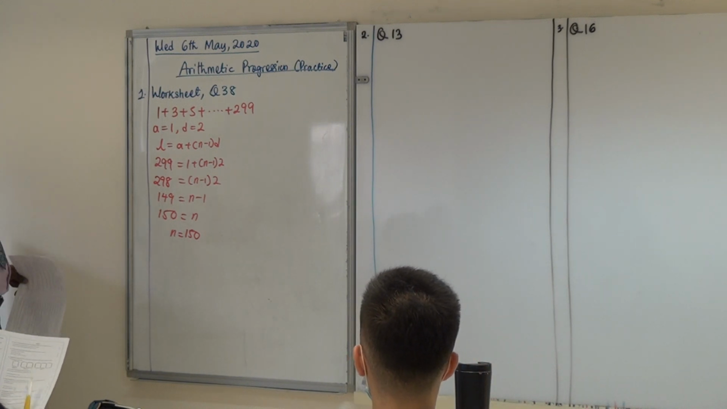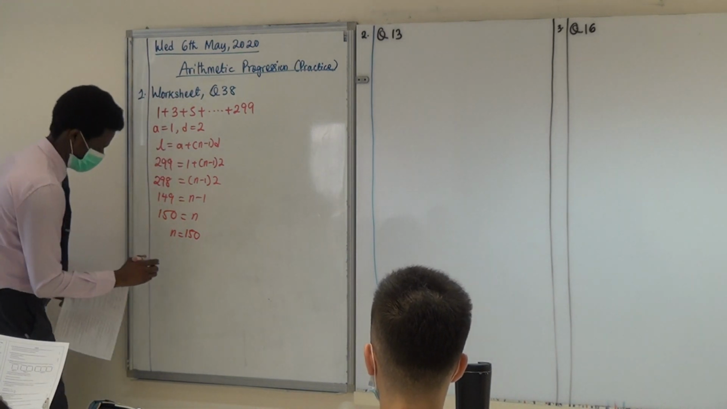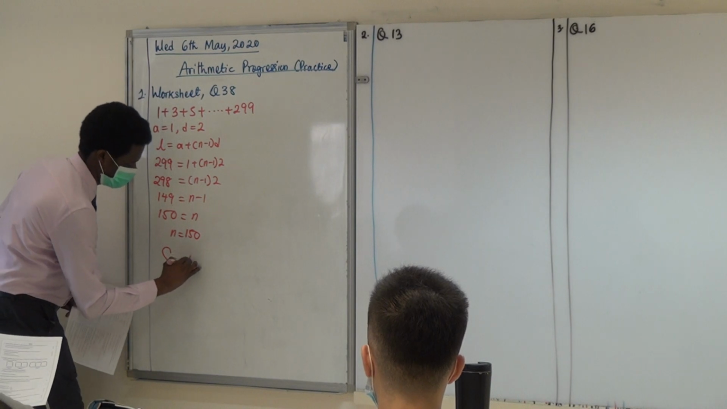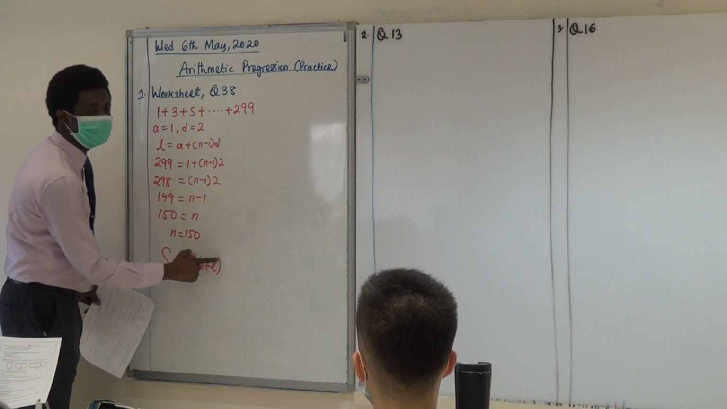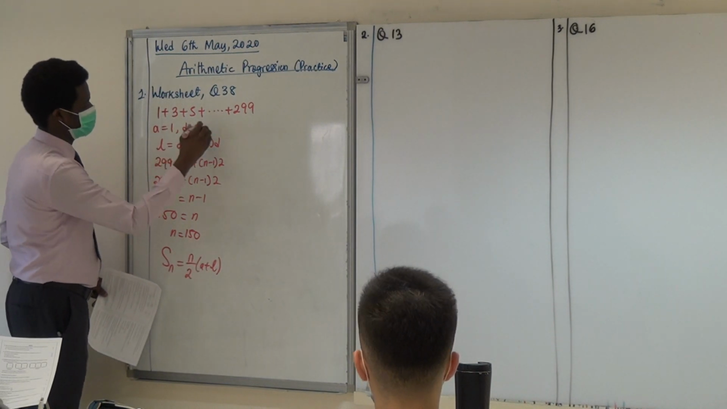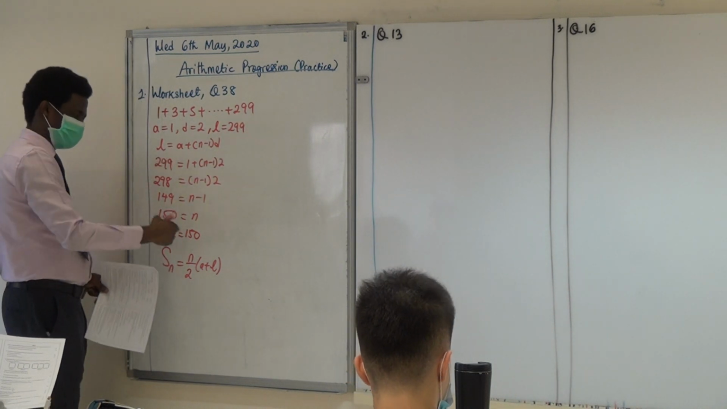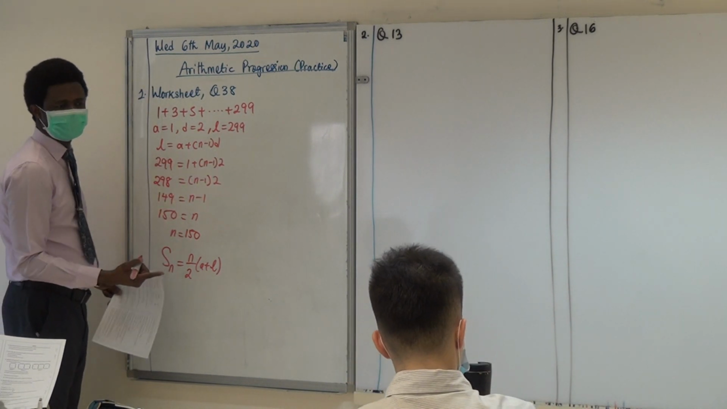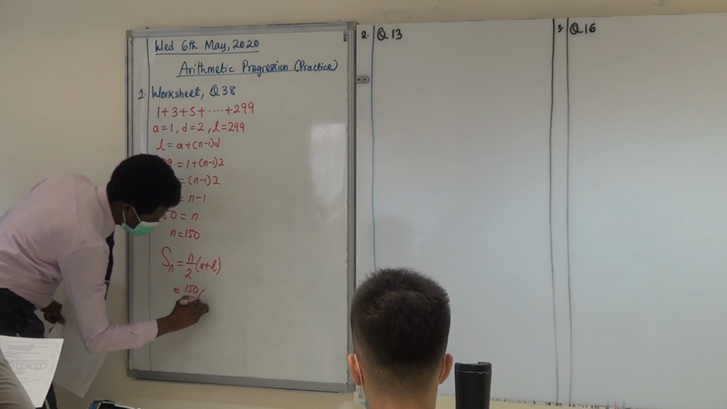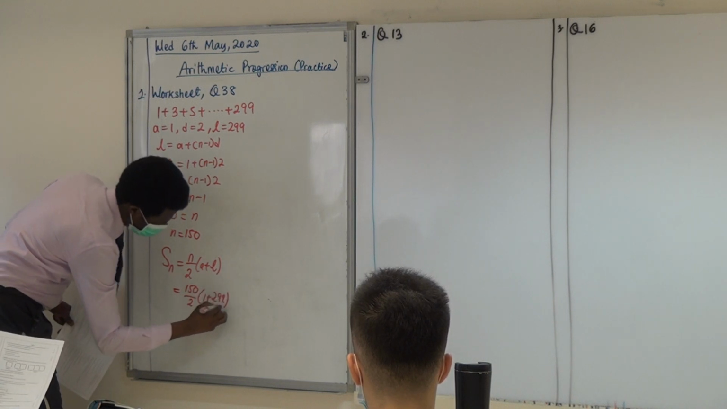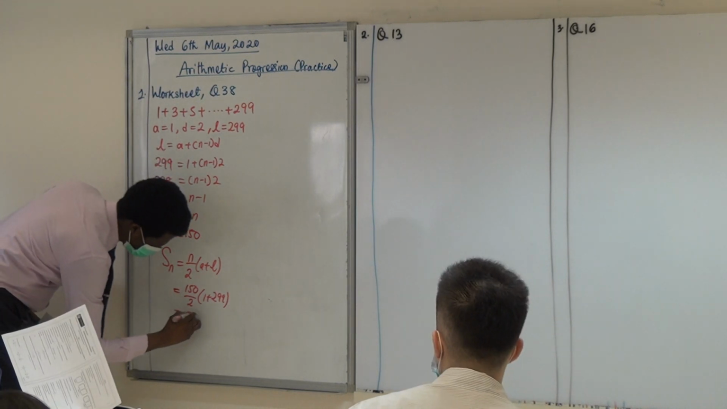Alright, so with the number of terms known, this is what I'm saying. We want to find a sum, right? According to the formula, Sn is n over 2, (a + l). I need n, a, and l. I have a, and I have l as well, but I don't have n, that's why I needed to do this first. It's not complicated, okay? So I substitute 150 over 2, (1 + 299). Can you give me digit by digit what you got? 22500.